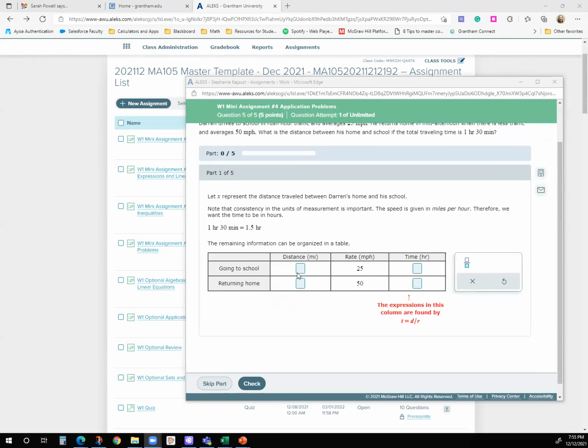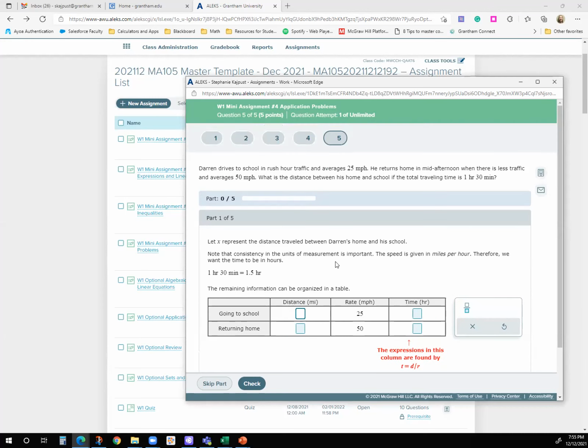Okay, so we do not know the distance between his home and school. Going to school, we don't know the distance, so that's going to be X. And returning home, we don't know either, so both of those are going to be X. Now we need to put our time in hours. So the 1 hour, 30 minutes has to be written as 1.5 hours.